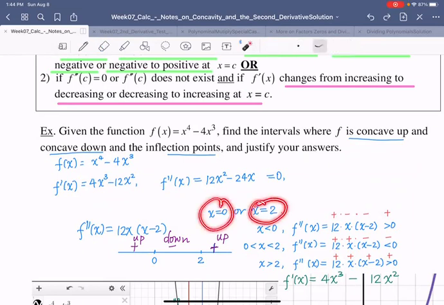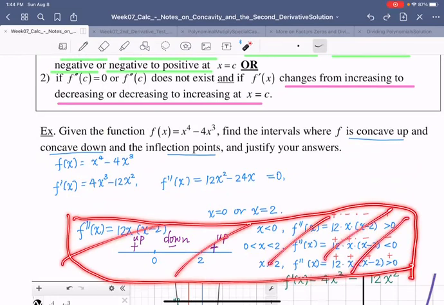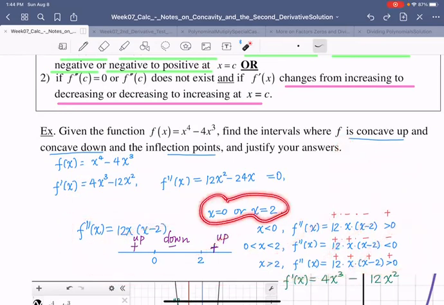But students, if you stop right here, if you don't write anything else and you just say, oh, at 0 and at 2, those are the inflection points, you won't get the whole points. If this question is 10 points, you just get 1 point, because satisfying this equals 0 does not guarantee it to be an inflection point. You have to check if your second derivative changes sign or not. So we need to move forward from here.